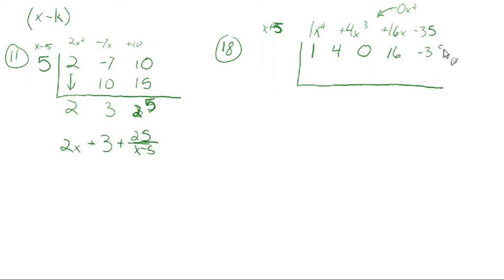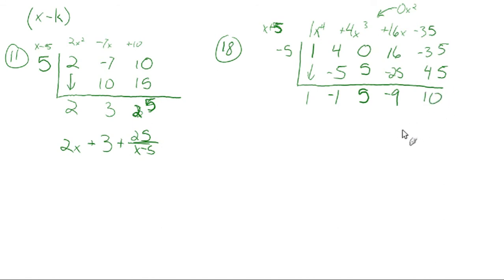negative 35. And what do we put out here? We put the opposite of 5, so that's negative 5. And we begin. Negative 5 times 1 is negative 5. 4 minus 5 is negative 1. Negative 5 times negative 1 is positive 5. 0 plus 5 is 5. Negative 5 times 5 is negative 25. 16 minus 25 is negative 9. Negative 5 times negative 9 is positive 45. And negative 35 plus 45 is 10.